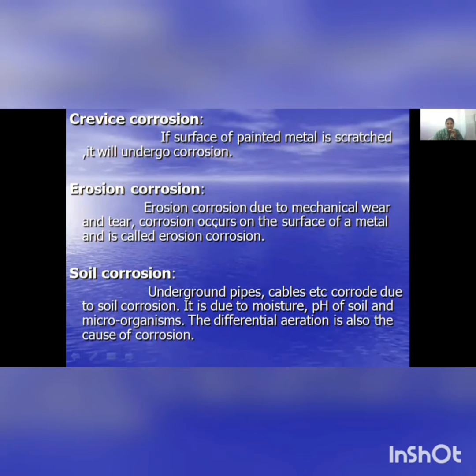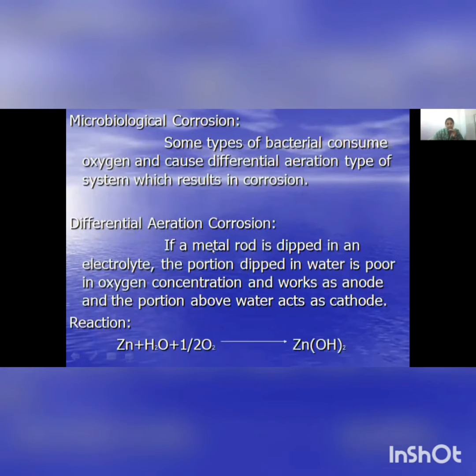And crevice corrosion, erosion corrosion, and soil corrosion. Soil corrosion: underground pipes, cables, etc. corrode due to soil corrosion. It is due to moisture, the pH of the soil, and microorganisms.